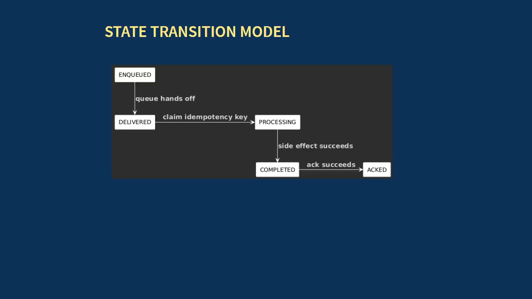The state transition path is enqueued, delivered, processing, completed, and acknowledged. Why does the order matter so much? Because that ordering protects the invariant that the external effect happens at most once, even if delivery happens more than once.